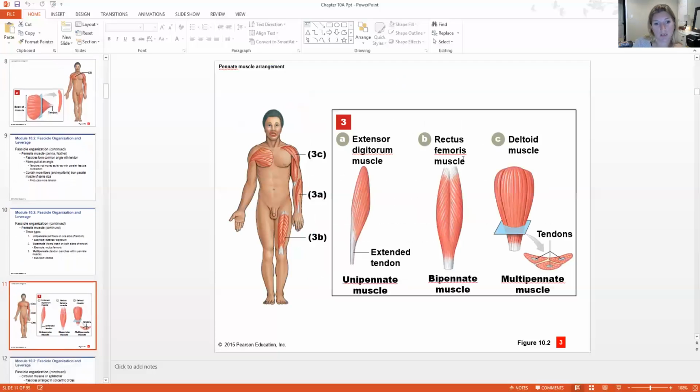So here you see what I mean. You have your extensor digitorum. Notice his hand is not in anatomical position here. This is on the back of the forearm. You have all of our muscle fibers coming in at one common angle to the tendon. Our rectus femoris, how they're forming two separate angles, and then the multipennate is where they're going all at different angles around a central tendon.